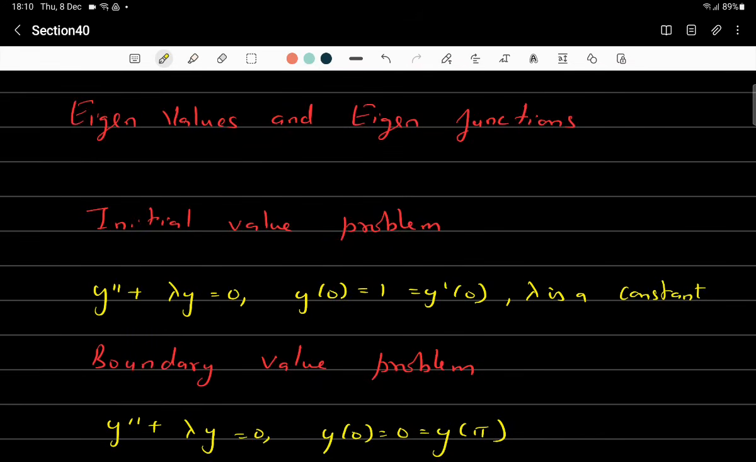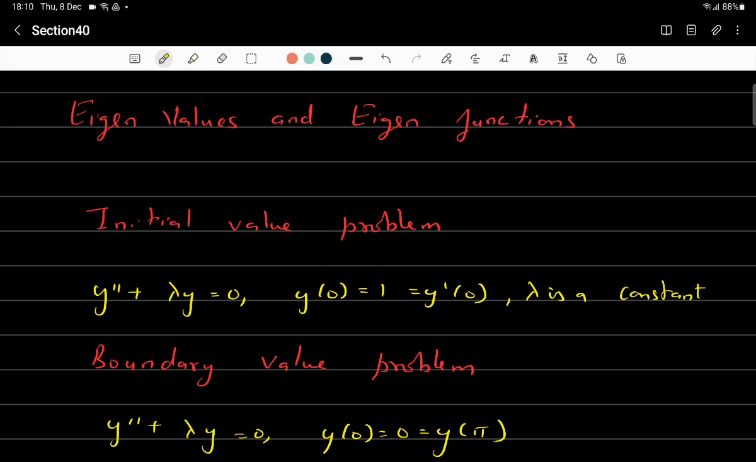Good evening everyone. So today we are going to start a new module which is about eigenvalues and eigenfunctions. The larger aim is to solve a specific class of PDEs, partial differential equations, which can be solved using the techniques of ordinary differential equations. So before moving to the PDEs, we need to introduce the concept of eigenvalues and eigenfunctions.